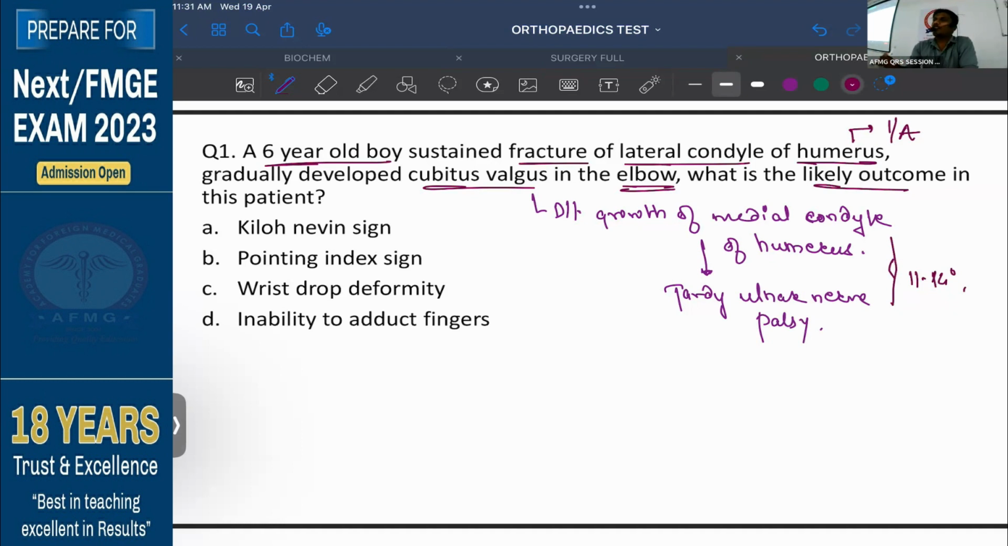Option A says Kilo-Nevin sign, also called which sign? Anybody? Kilo-Nevin sign is also known as the OK sign. So if you need to perform this action in between your fingers, the OK sign, what do you have to do for the OK sign? You need to flex your thumb and your index finger.